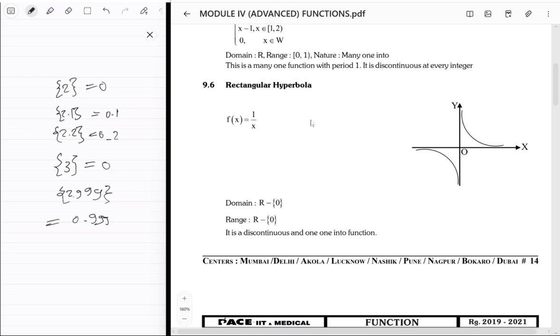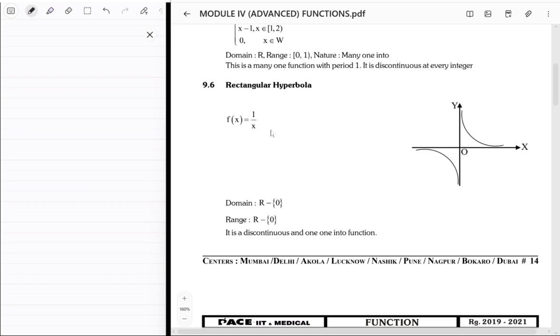Then you have the rectangular hyperbola. f of x is equal to 1 upon x, right? It's a discontinuous, many-one into function. Once again, you have to define a codomain. If it is going from real to real, then yes, it's an into function. But what if it's going from real to real minus 0? Then it's an onto function, isn't it? The domain is all real numbers except 0, which makes sense because at 0 it's not defined. It's going to negative infinity and positive infinity, so the left hand limit and right hand limit don't match.